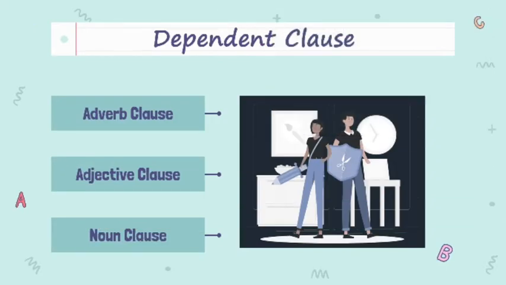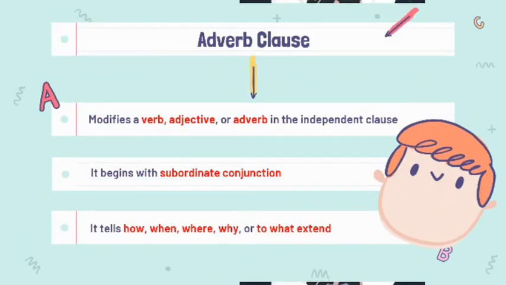Next, the dependent clause is divided into three clauses: adverb clause, adjective clause, and noun clause. And we will discuss it one by one. The first explanation is about adverb clause. This type of dependent clause modifies or describes a verb, adjective, or adverb in the independent clause.